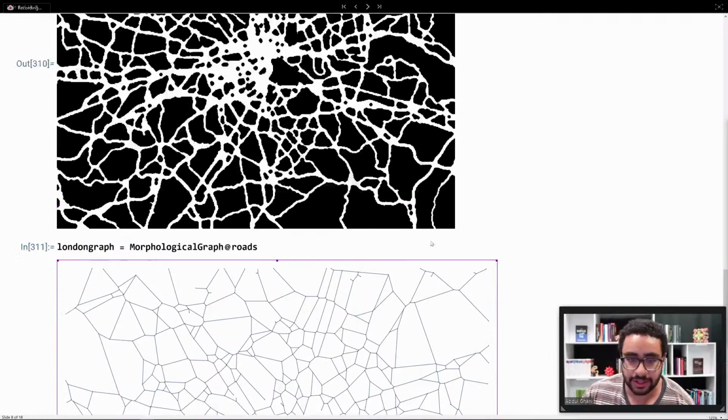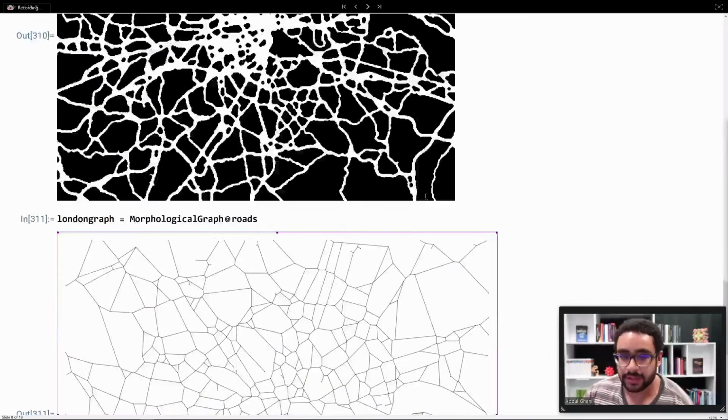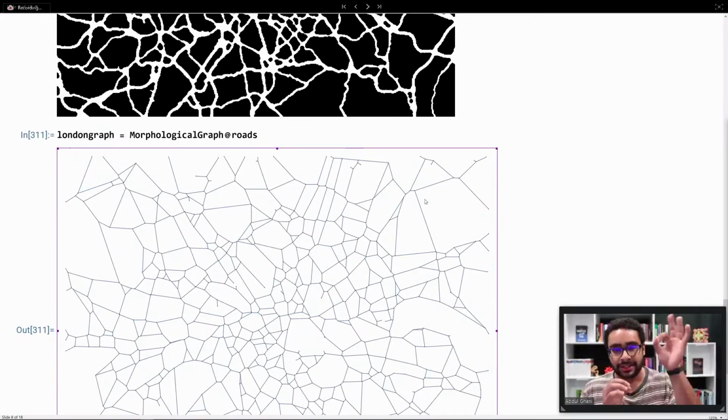These edges are straight when some of the things are curved, but that's fine. What we just want to know is connection. We want to know if I'm at a junction, which other junctions can I get to?